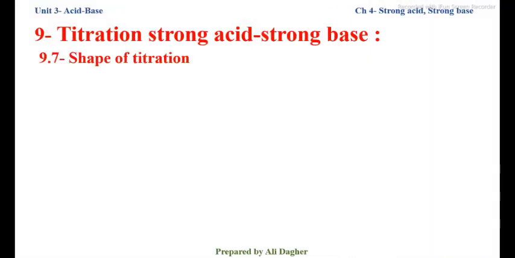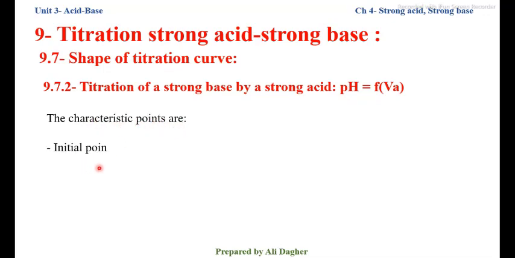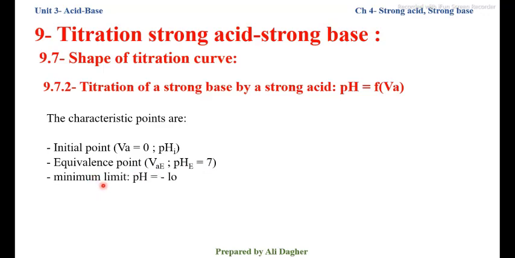Now, the shape of the titration curve for the titration of a strong base by a strong acid, pH equals a function of Va. The characteristic points are the initial point, of coordinates Va equals 0 and pHi, the initial pH, the equivalence point, VAE and pHE equals 7 at 25 degrees, and here the minimum limit of pH equals minus log Ca, which is the pH of the strong acid solution in the burette.